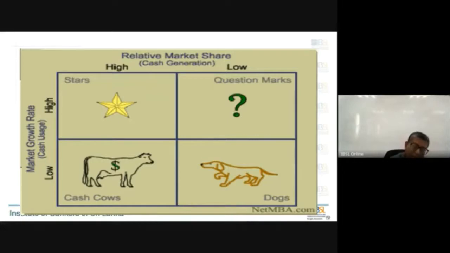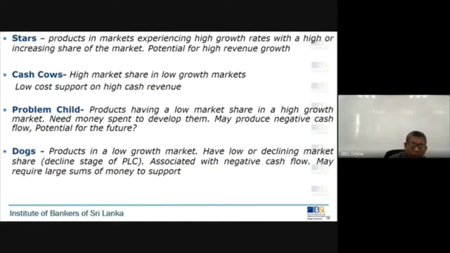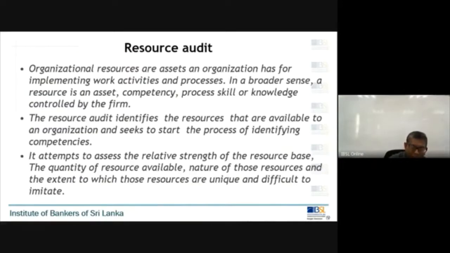You need to analyze so many things. The more you analyze, you can develop a good plan, but taking too much time to develop it is also useless. That you need to remember. I explained about the cash cows, problem children, and dogs and their implications. Now, we are still in the internal analysis. Now we look at the resource audit.